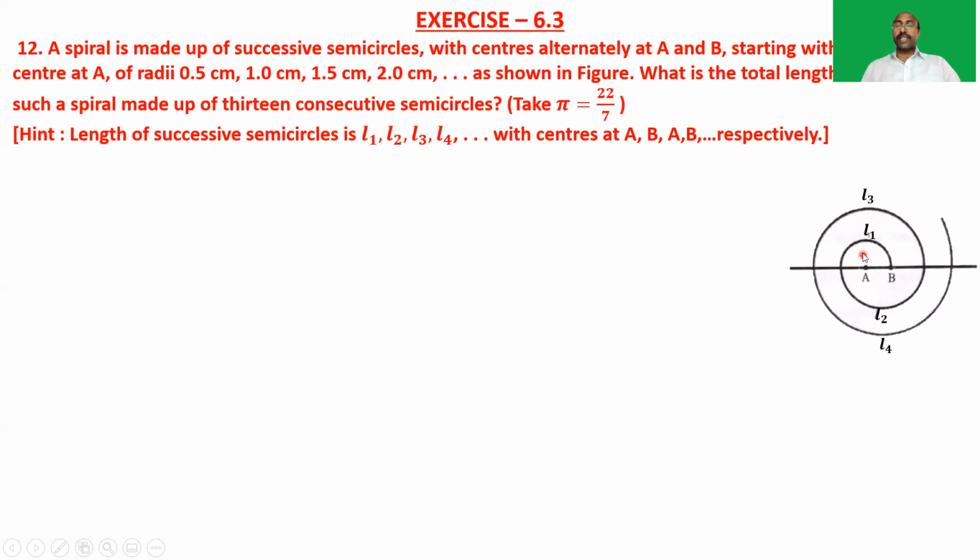So in this way, there are 13 semicircles in a spiral, up to L13. So what is the total length of the spiral? That's the question. Okay, students.